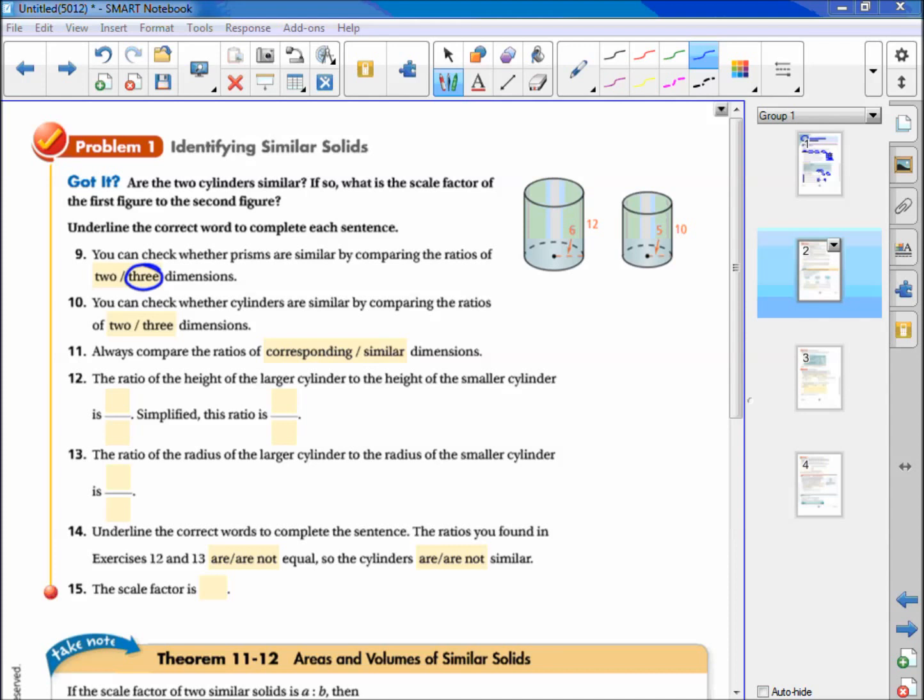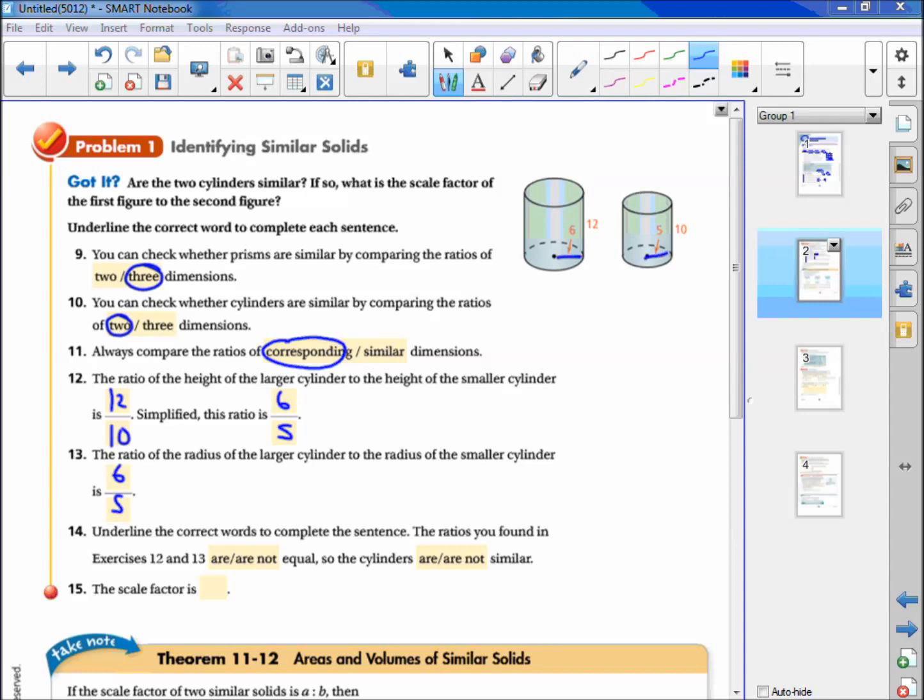You could check whether cylinders are similar by just comparing 2 dimensions here, because the radius is going to be the same left and right as it is front to back. Always compare the ratios of corresponding dimensions. So we're going to compare the radiuses to each other and the heights to each other in this case. The ratio of the height of the larger cylinder to the height of the smaller cylinder is going to be 12 to 10, but we could simplify that to 6 to 5. The ratio of the radius of the large one to the radius of the small one is also 6 to 5.